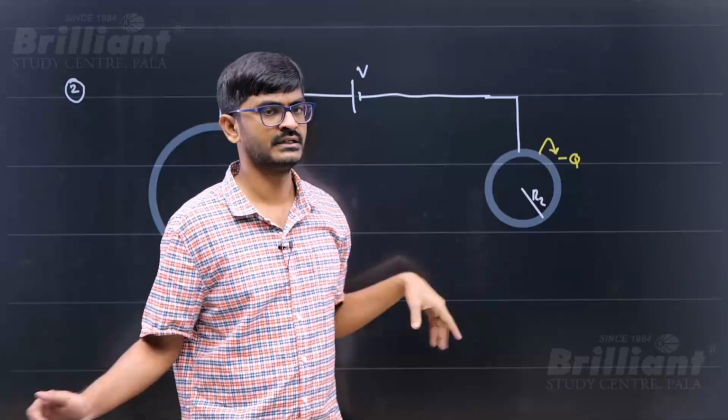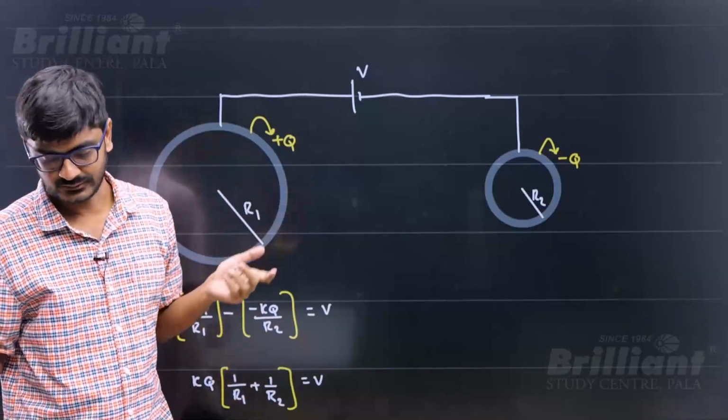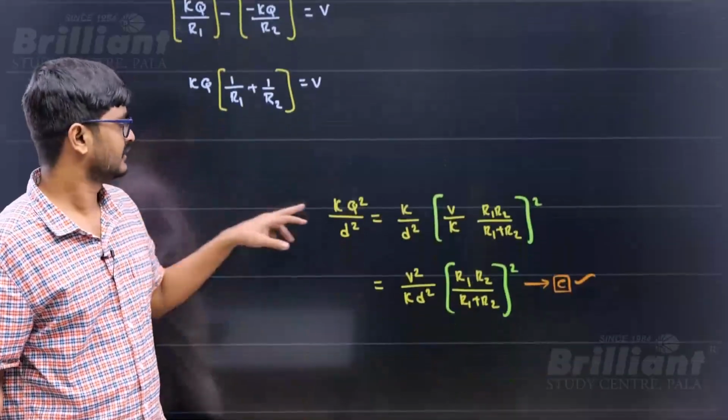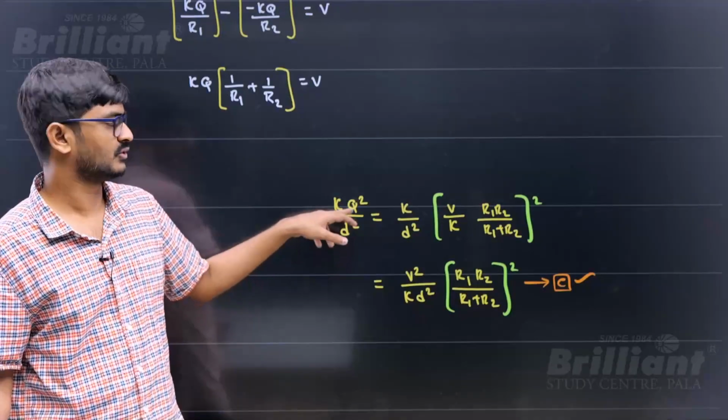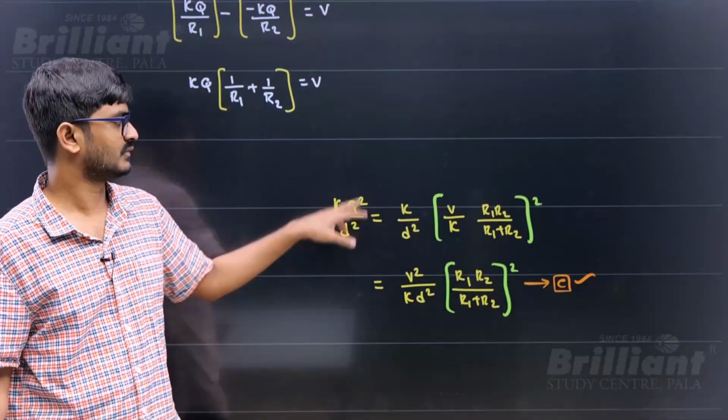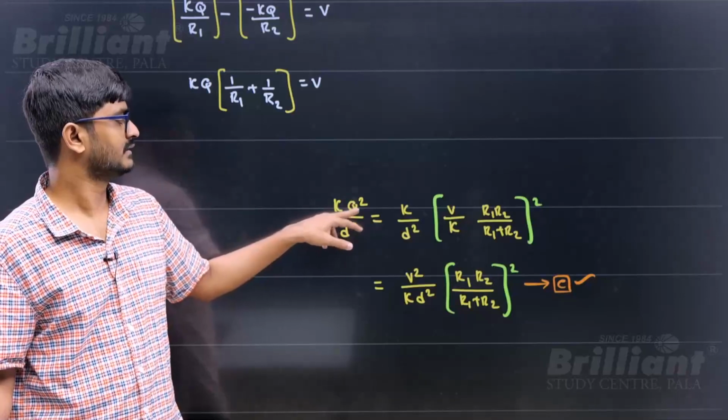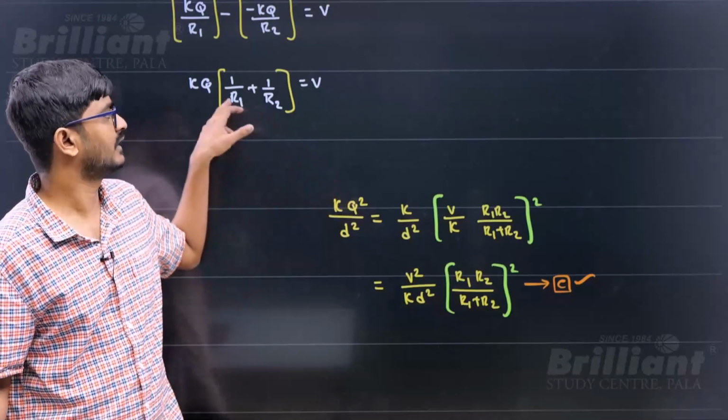The force of interaction is KQ1Q2 by distance square, and it is going to be attraction, right? Both charges are the same in magnitude. So this is what they asked to find, but I need the Q value, so I found the Q value from here.